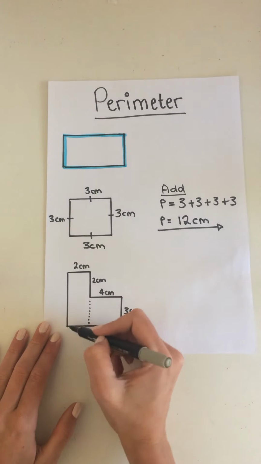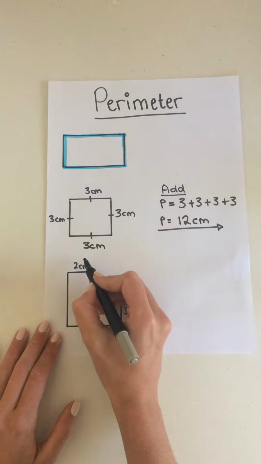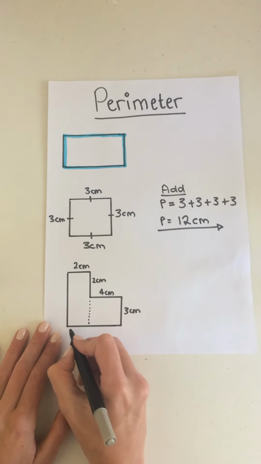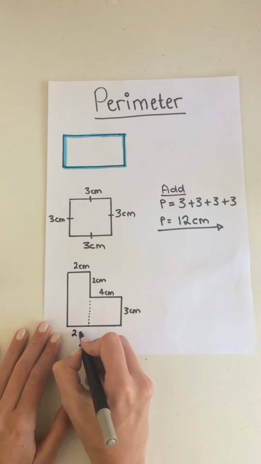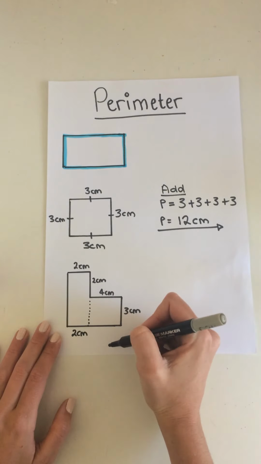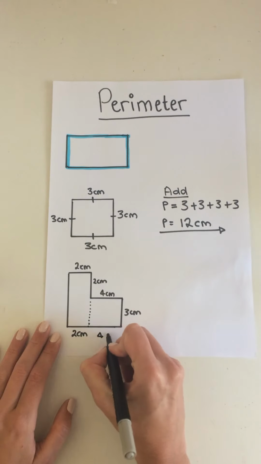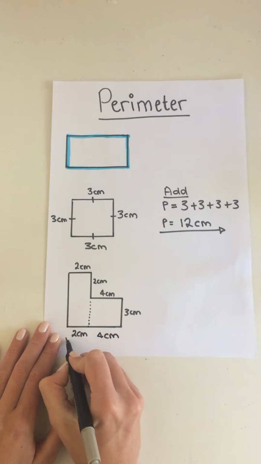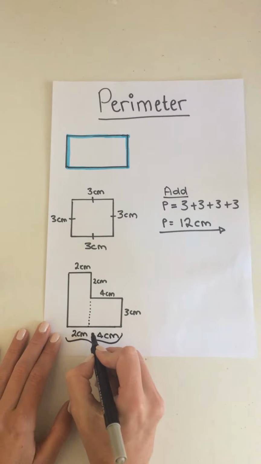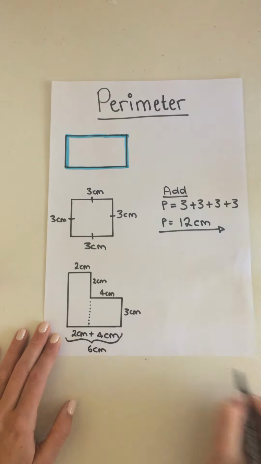So if this is a rectangle here, then that means opposite sides are equal. So that side is equal to this side, which means from here to here is 2 centimeters. And here's another rectangle, which means that opposite sides are equal. So if this is 4 centimeters, then this side is also 4 centimeters. So that means that this side here is 4 centimeters plus 2 centimeters, which is 6 centimeters.